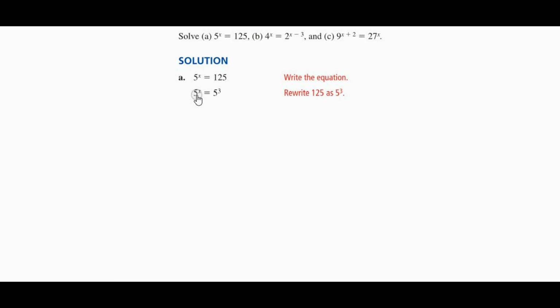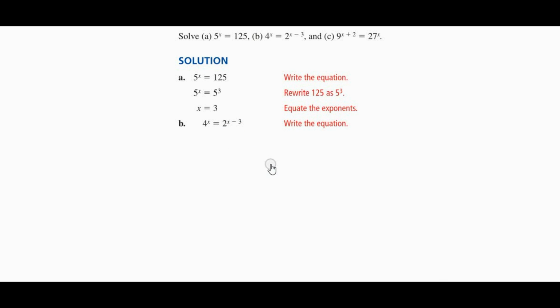So now we've rewritten this as a function that has the same base. So 5 to the x is equal to 5 to the third. Now we can set x equal to 3, and that's our outcome. So we want to think about B in that same context. So we have one base is 4 raised to the x power, and the other base is 2 raised to the x minus 2. So can we change one of these into the same base as the other?